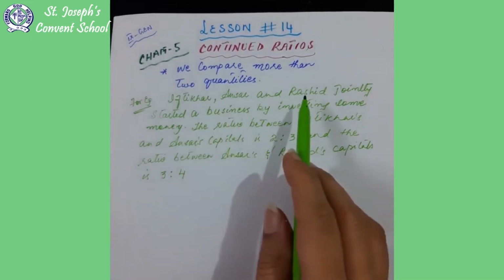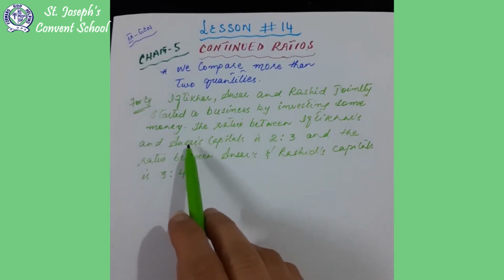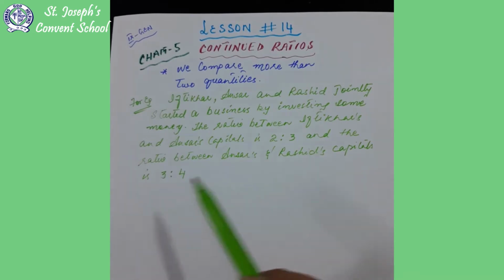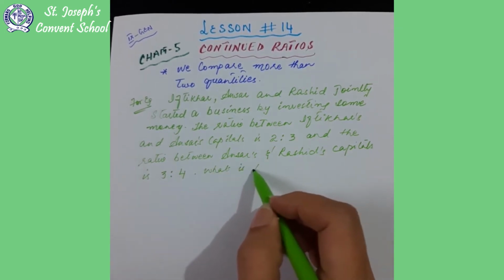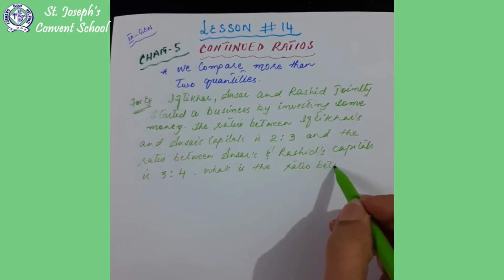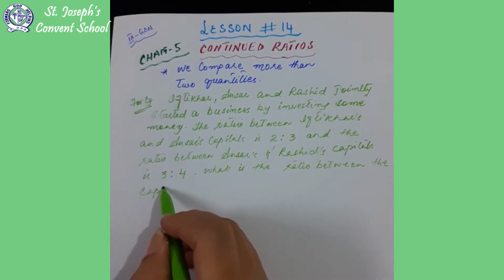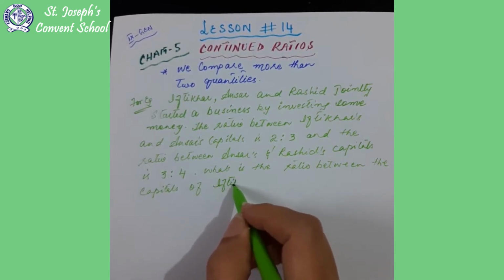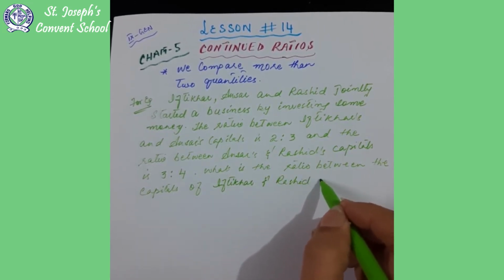So Iftikhar, Ansar and Rashid jointly started their business. The ratio between Iftikhar and Ansar is 2:3. Then the ratio between Ansar and Rashid is 3:4. Now what you have to find is the ratio between the capitals of Iftikhar and Rashid. So out of the three you have to check these two's ratio.